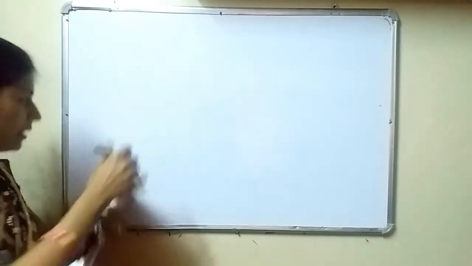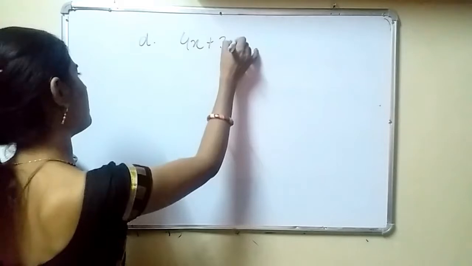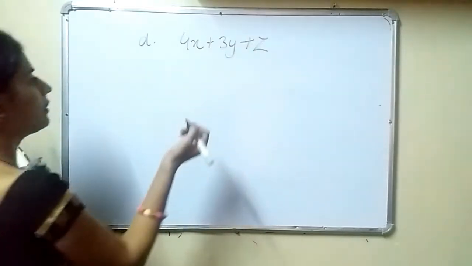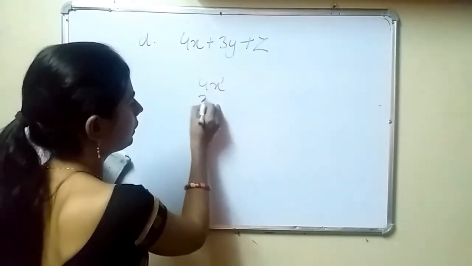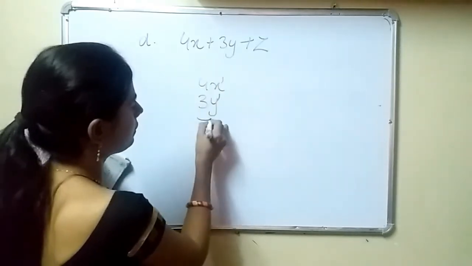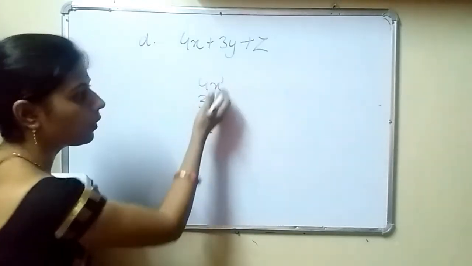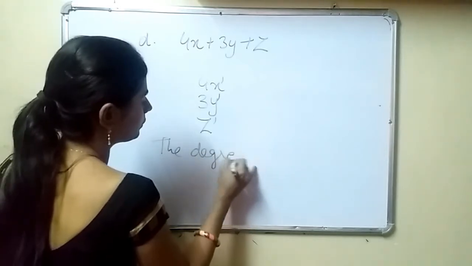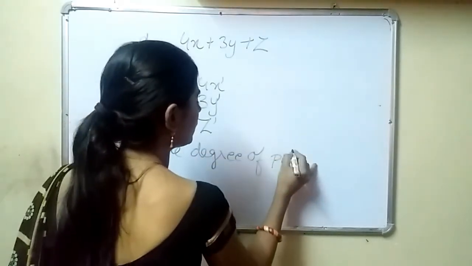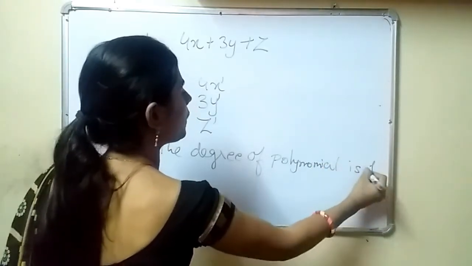Now see question number D. 4x plus 3y plus z. Now see here 4x has power 1, 3y has power 1, and z also has power 1. So what is the degree of polynomial? All have the same powers. So the degree of polynomial is 1.